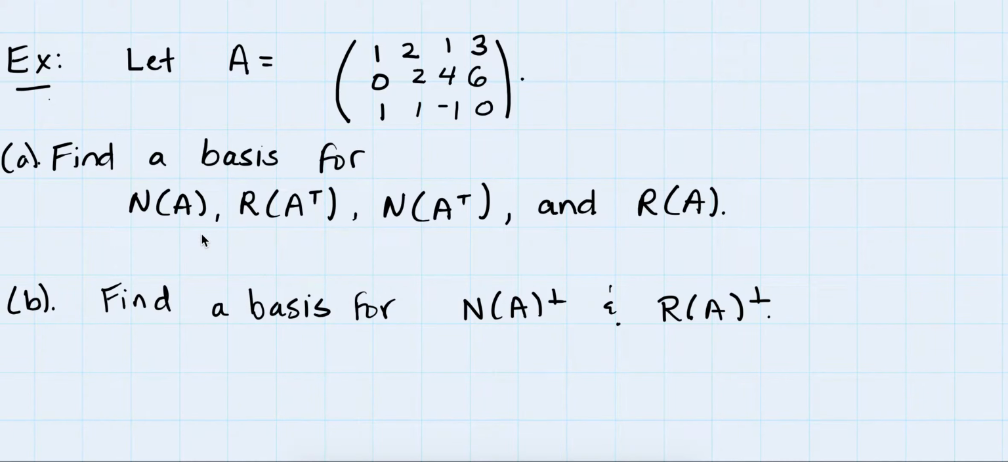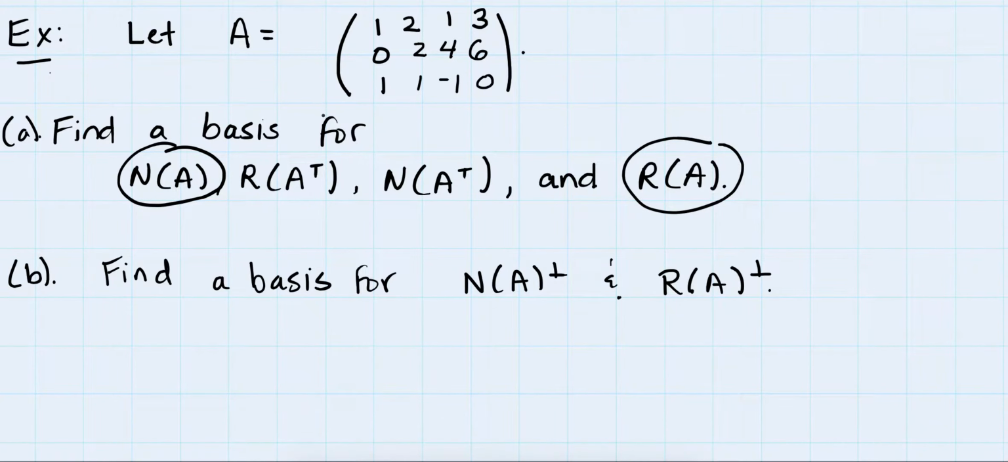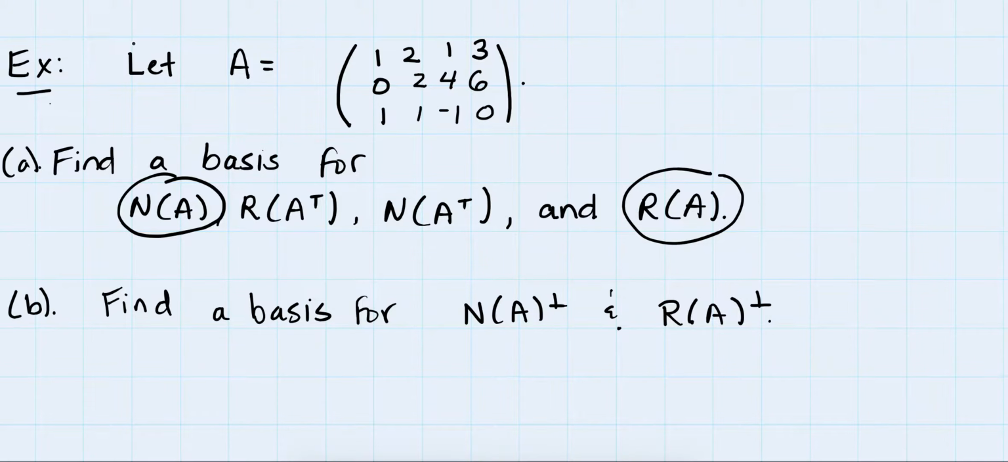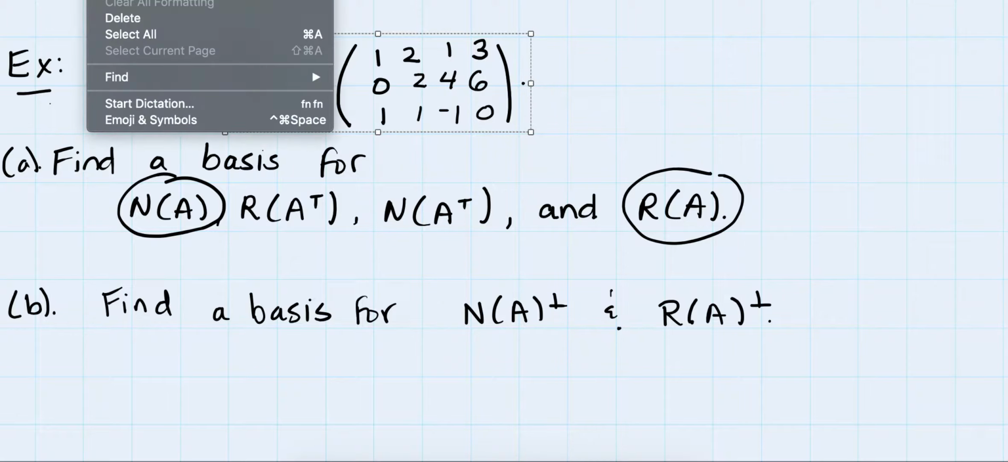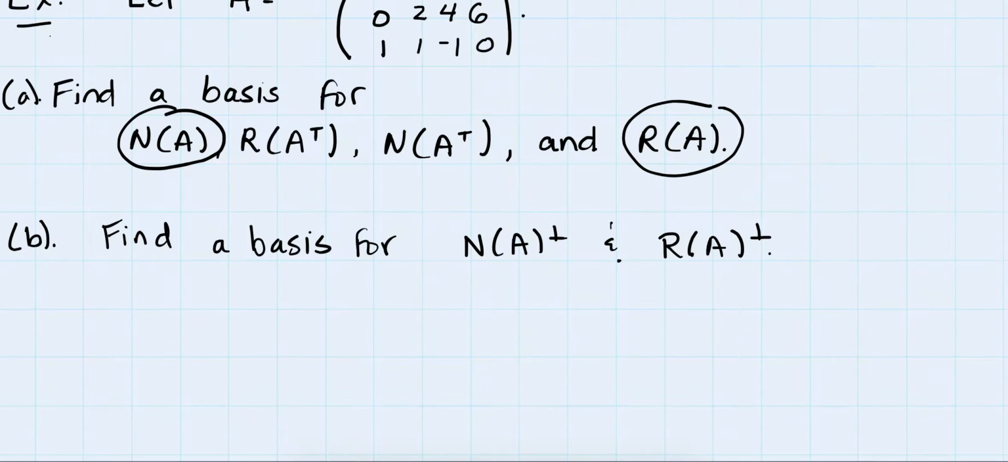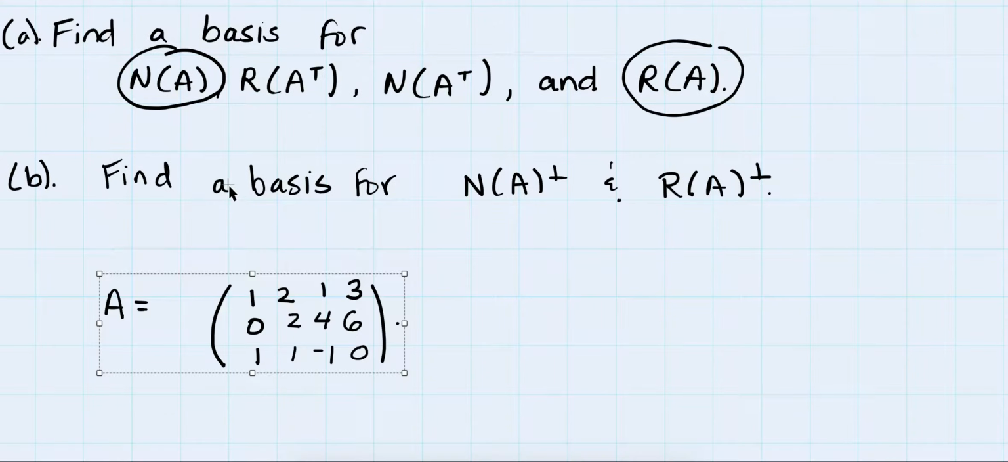Okay, so what do we need to do first? Let's start off by finding a basis for the null space and a basis for the range. Remember that we first need to put this matrix in reduced row echelon form. So let me copy this matrix and put it down here. So let's put it in reduced row echelon form.